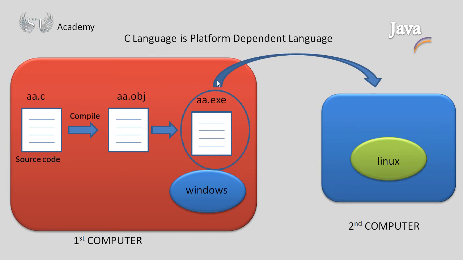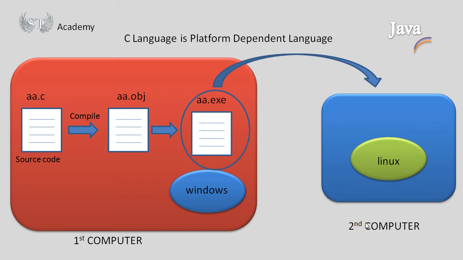So a program, software, or application which is developed on one computer may not run on a second computer if the platform changes. Here is Windows, here is Linux. If I have to run this executable file on the second computer, here also I need the Windows operating system. Here also I need the platform Windows. Then only this executable file will execute and I will get the result.